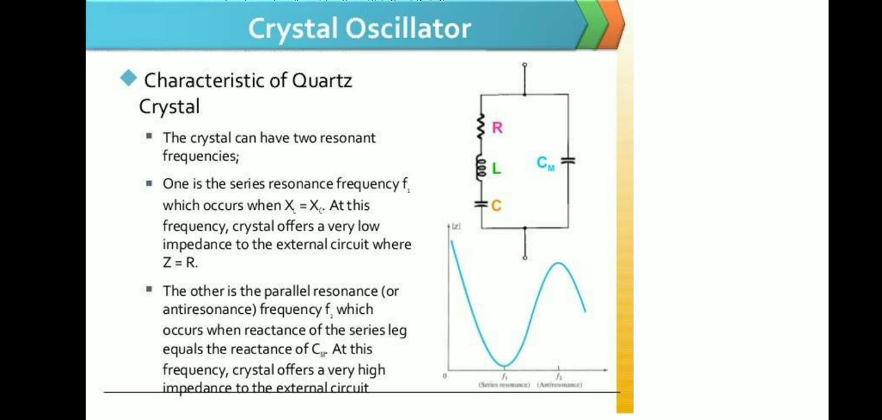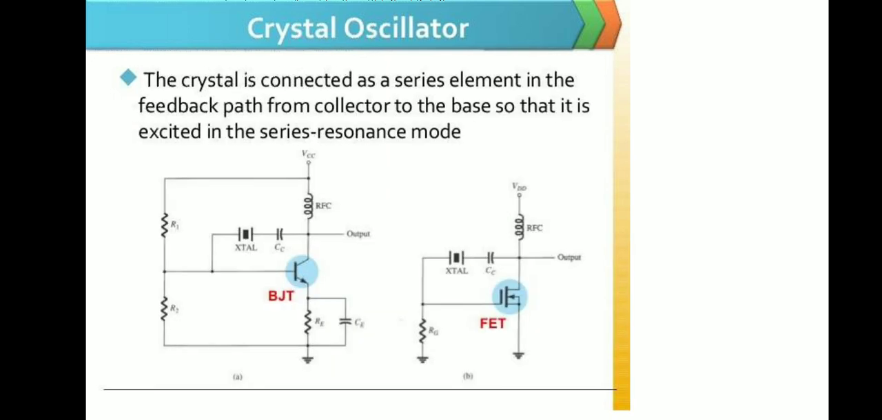The other is the parallel resonance or anti-resonance frequency, which occurs when the reactance of the series leg equals the reactance of the CM. At this frequency, the crystal offers very high impedance to the external circuit. As shown in the graph, we can see that at the parallel resonance frequency, very high impedance occurs. The crystal oscillator is connected as a series element in the feedback path from the collector to the base so that it is excited in the series resonance mode.